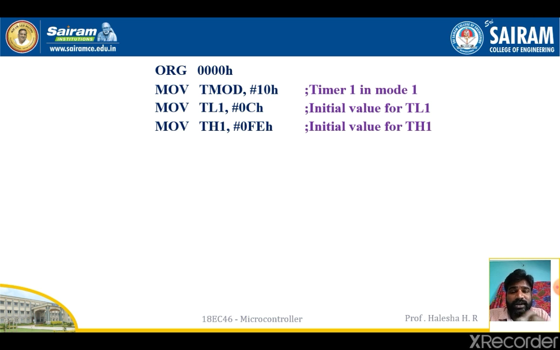Once we have loaded the initial value, the next step is to start the timer. But before that, complement the pin P2.1. This is the pin where we need to generate the square wave. Complementing means if the value is 0, it becomes 1, and if it is 1, it becomes 0. Assume it is 0, it becomes 1. Then provide a delay of 0.5 millisecond. Then make it 0 and provide a delay of 0.5 millisecond.